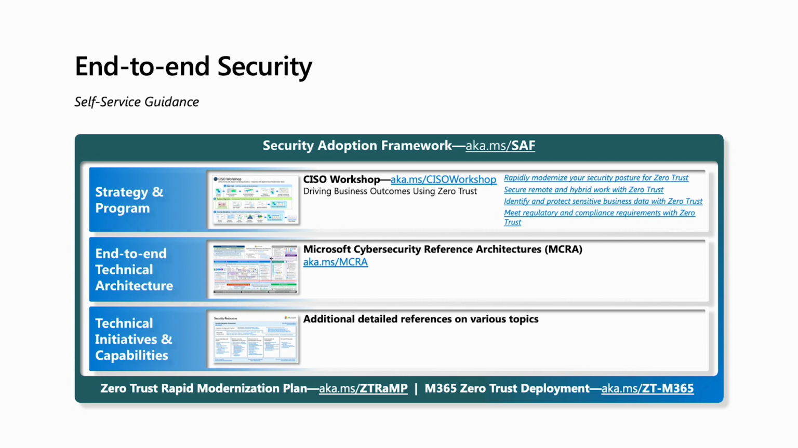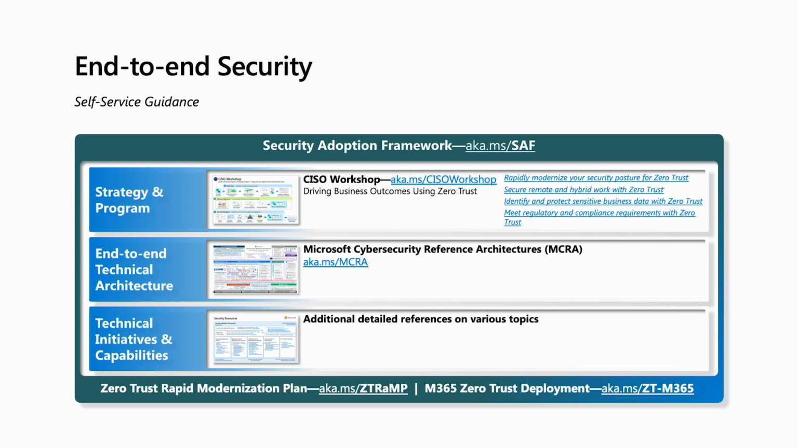And then there's some recent guidance around those business outcomes that security should be promising, which we'll be talking about a little more in a bit, that go through the governance, people, and process elements of how do I secure remote and hybrid work? How do I rapidly modernize my security posture? How do I identify and protect sensitive business data and the like? So lots of things there to help you adopt zero trust in that way.